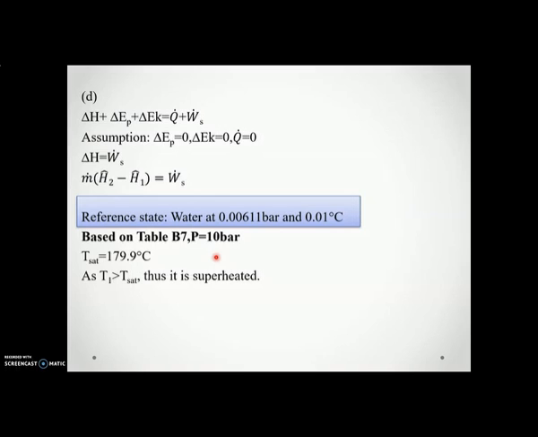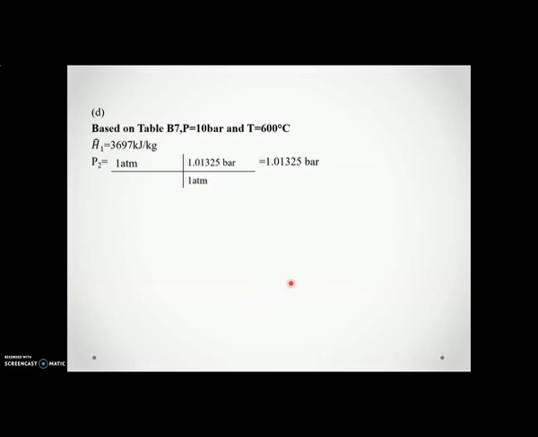So the first step is to find out whether this is a saturated steam or a superheated steam. For that, we have to write again the same reference state, and then we can refer to table B.7 at pressure 10 bar. We can obtain the value of Tsat, which is 179.9 degrees Celsius. As T1 is more than Tsat, thus it is a superheated steam.